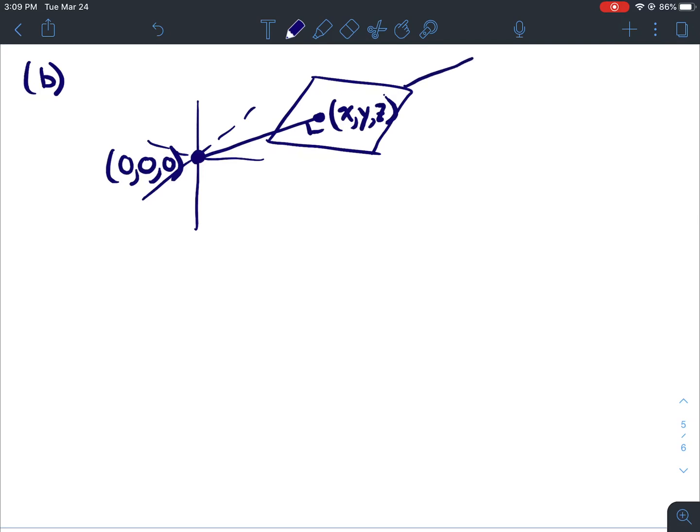Remember what we're going to do is turn this into a line, and find out where that line intersects the plane, because that'll give us that point. First things first, we need an equation for this line, because we already have an equation for the plane. So step 1: let's make an equation for the line.